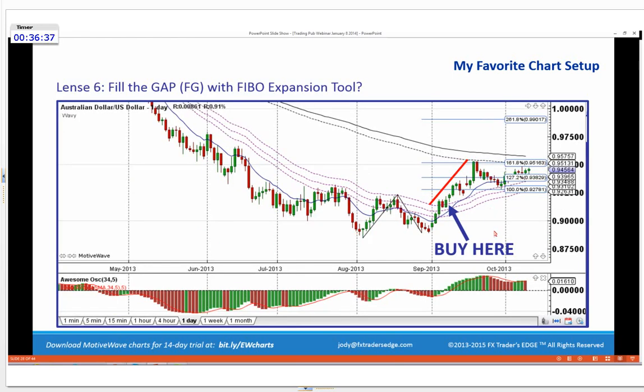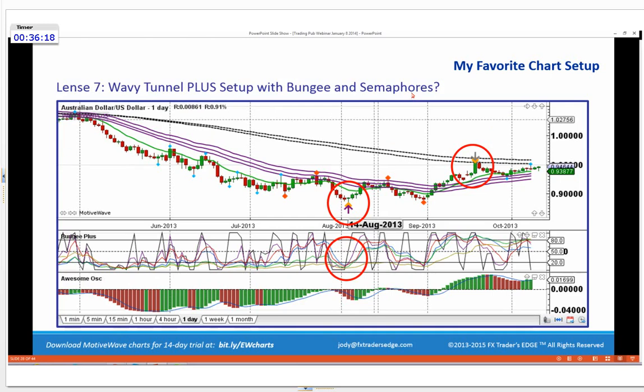Now we're going to add the Fibonacci expansion tool to our trade setup. And we see how the 161.8% extension goes right to the tunnel. Well, that's another confirmation. That's fantastic. Now we're going to wear another lens, and we're going to add our Wavy Tunnel Plus setup with bungee and semaphores.